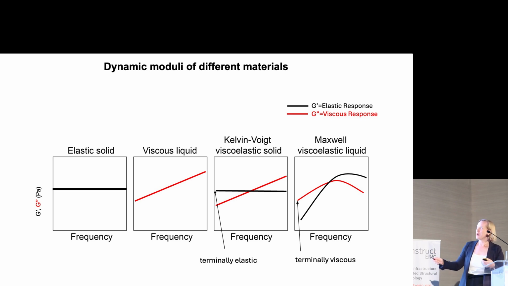And just to show you what this could look like, right? If you have an elastic solid, you would get an elastic response, and this should be constant as a function of frequency. If it's a very simple material, you could get a viscous liquid where you only get a viscous response, and so on. And there's this Maxwell viscoelastic liquid that has both a viscous and an elastic response and some sort of crossover that is related to this lifetime of these physical bonds within the material.